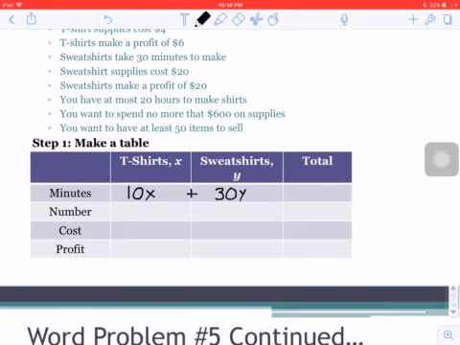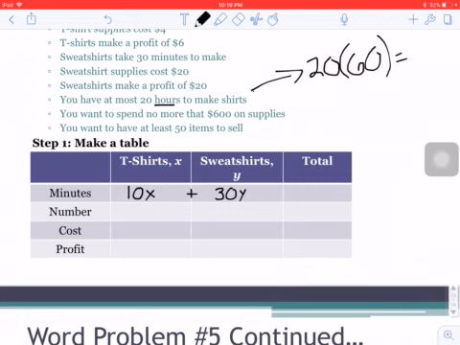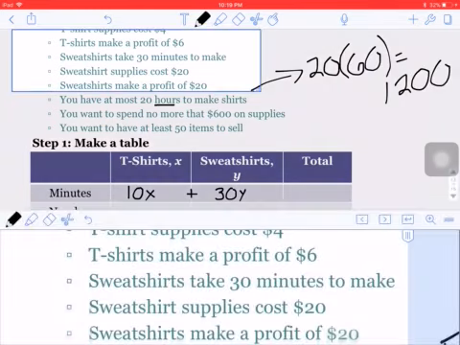Okay, so I'm looking here. These 20 hours, I want to convert that to minutes. So there are 20 hours. How many minutes are in an hour? Well, there's 60. So I'm going to take 20 times 60, and that's going to give me 1,200 minutes. Okay. So we're going to go ahead and plug in that info into our table.